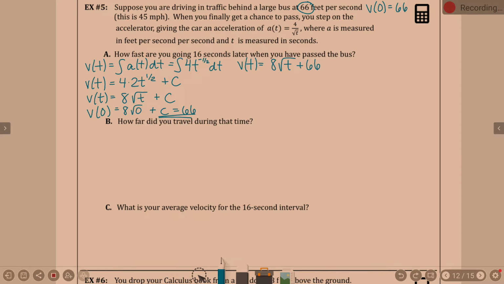Okay, what are we even supposed to be doing here? We found this lovely velocity equation. How fast are you going 16 seconds later? So we are putting in a 16. So 8 square root of 16 plus 66. So whatever 32 plus 66 is? 98. 98 what? Feet per second?